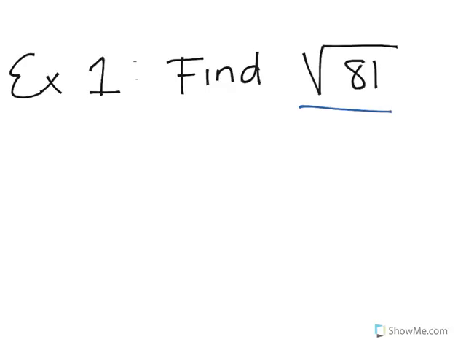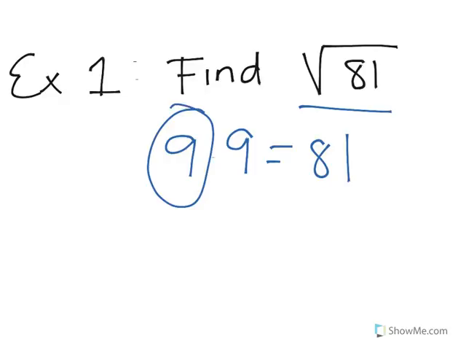Thinking back to that definition of square root, we're trying to find two of the same factors that multiply to make 81. Well, I know 9 times 9 equals 81, so the square root of 81 is 9. Hopefully it's as easy as that. Actually, I shouldn't say hopefully, I should say it is as easy as that.